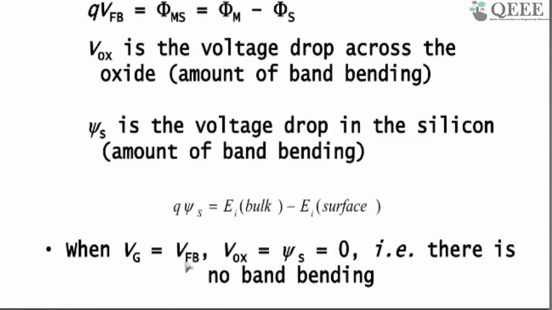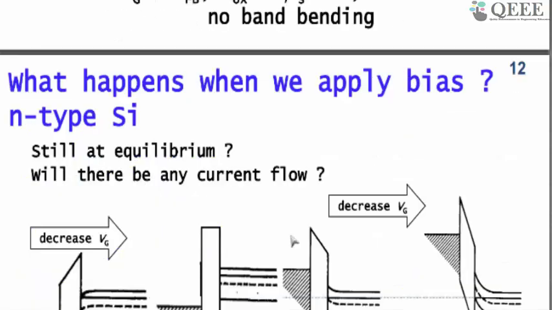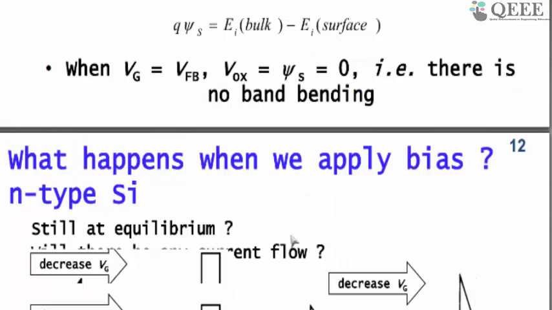When you apply VG equal to VFB, the bands are flat. That means the bands are flat inside the oxide as well as inside the semiconductor. There is no band bending. So now let us see what is going to happen when you apply a bias.